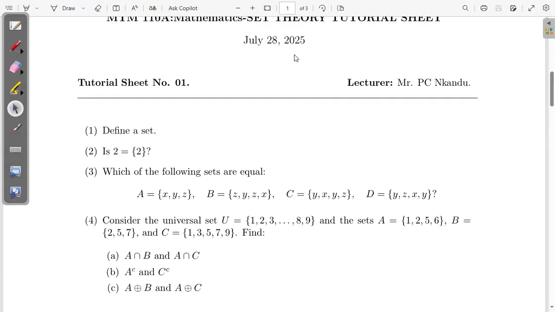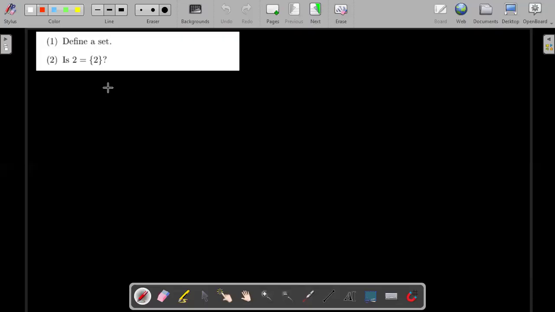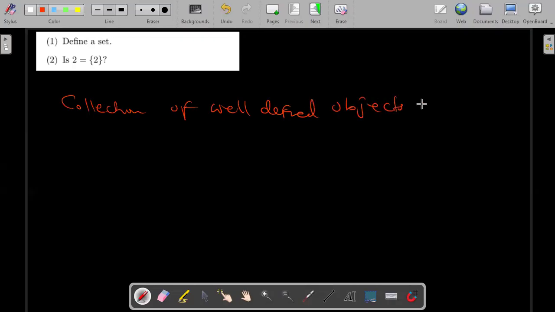Okay, so how do we go about these questions? The first question is, define a set. In the previous classes, we defined what a set is, and we said a set is a collection of objects, which we call elements. They have to be well defined. So it's just a well-defined collection of objects, which we're calling elements of that set, or members of that set.